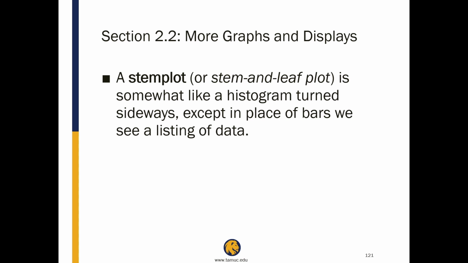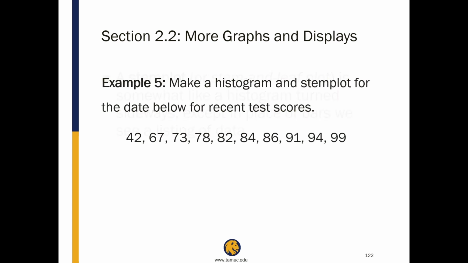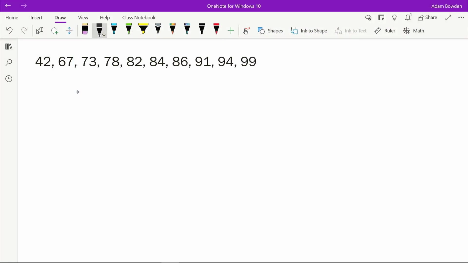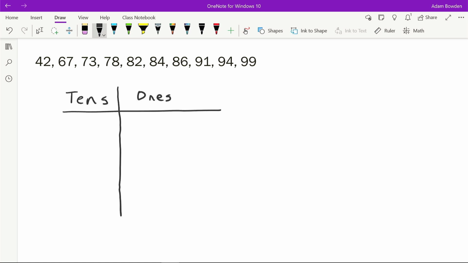Then another thing that they often refer to is called a stem plot or a stem and leaf plot. It's somewhat like a histogram, but instead of bars, we're actually going to see a listing of the numbers that are in the data set. So let me create a histogram and a stem plot for the data below. In a stem plot, we're going to have basically a column for each digit in our number. So we'll start off with the tens position and the ones position in each of the digits that we have above.